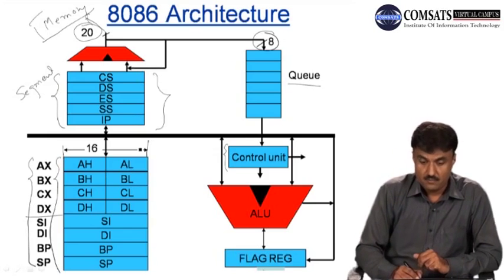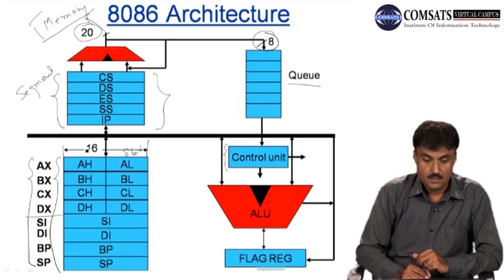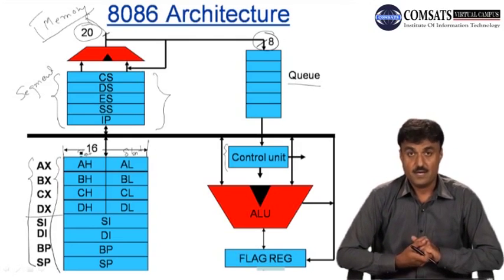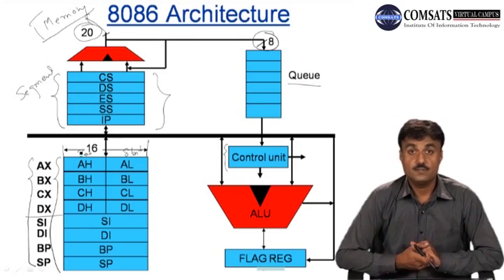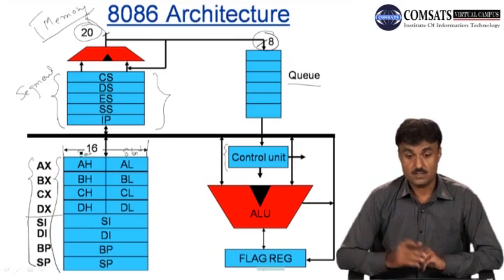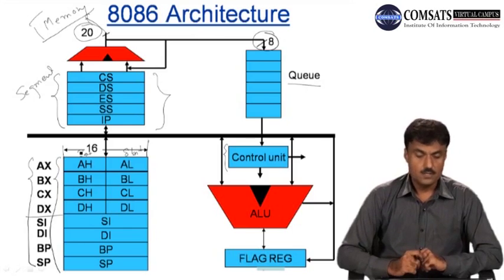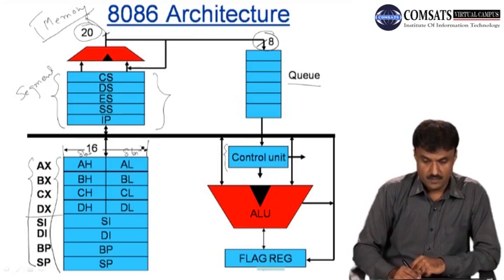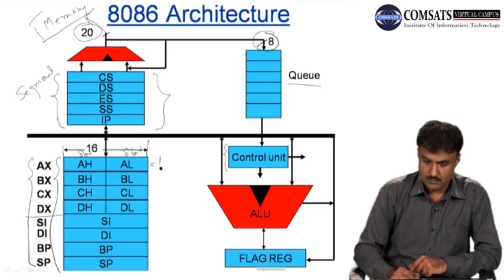Now AL, from here to here, is an 8-bit register, and this is also an 8-bit register. When we combine these two 8-bit registers, we get a 16-bit register. Some architectures use 8-bit registers, and this architecture uses 16-bit. This is called the 16-bit architecture. So it combines two registers, or we can call them lower order byte and higher order byte. Actually, this is called the accumulator register.